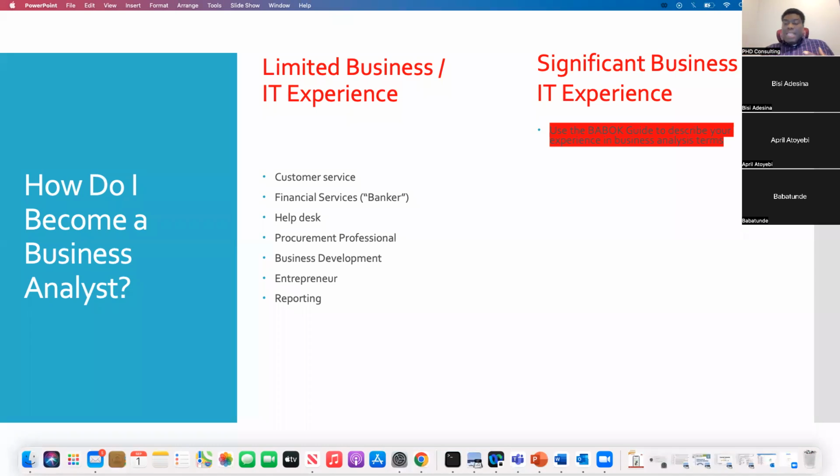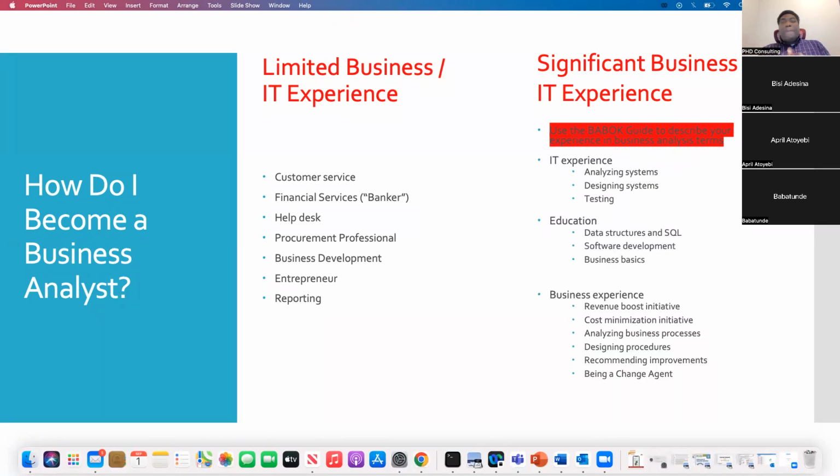But the interesting thing is when you find yourself on initiatives where you're helping the organization boost their revenue, or minimize costs, or you're trying to solve a problem, maybe process efficiency type problems, or you're trying to design some sort of procedures, or recommend improvements, or drive change within the organization. If you have any related experience like this, then you are already doing business analysis and you're a great candidate to pivot into business analysis.